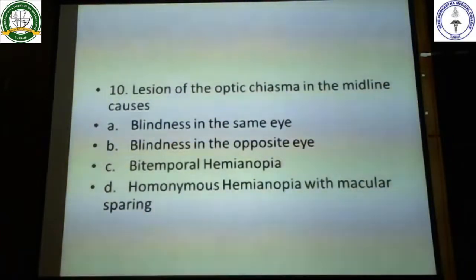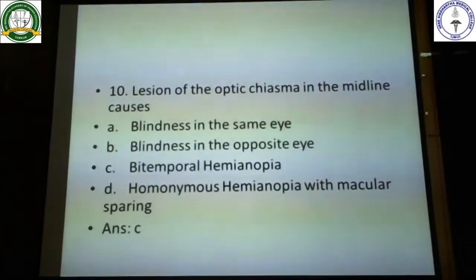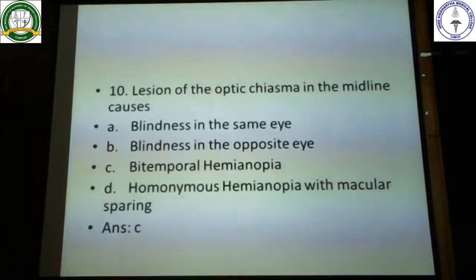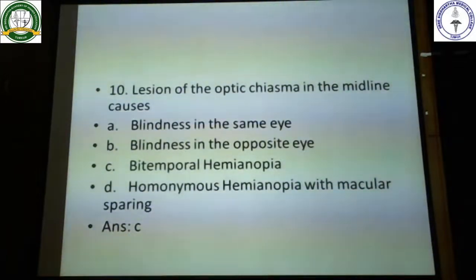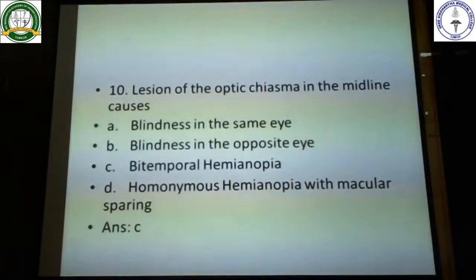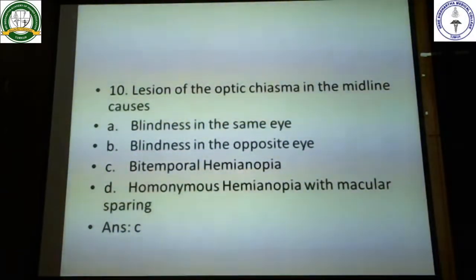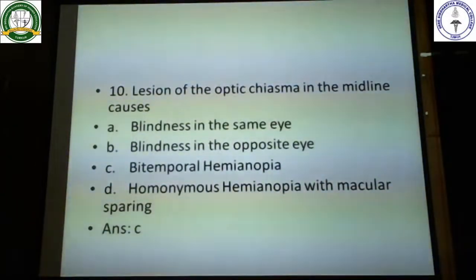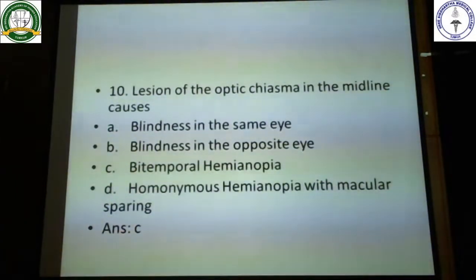Lesions of the optic chiasma in the midline. In the midline, mind you, it causes bitemporal hemianopia. If it is in the midline, still the crossing. Optic chiasma is where the crossing takes place. So now here it is a lesion of the optic chiasma in the midline. It is homonymous hemianopia. That means it is bitemporal hemianopia. I'm sorry for that. Lesions of the optic chiasma in the midline cause bitemporal hemianopia.